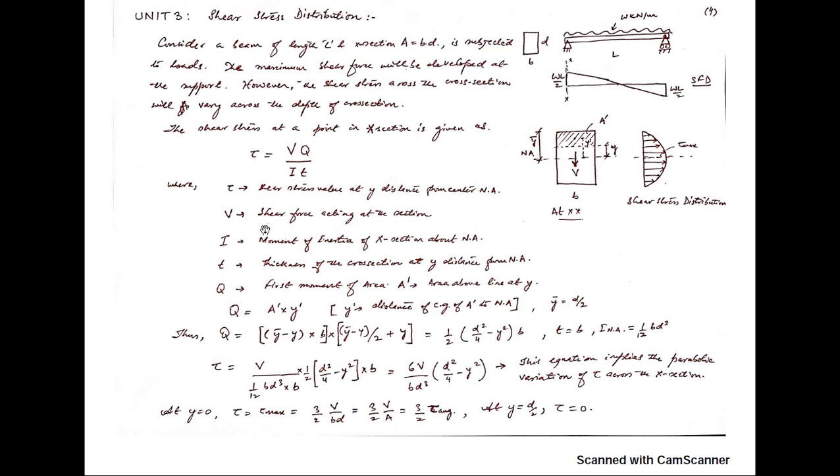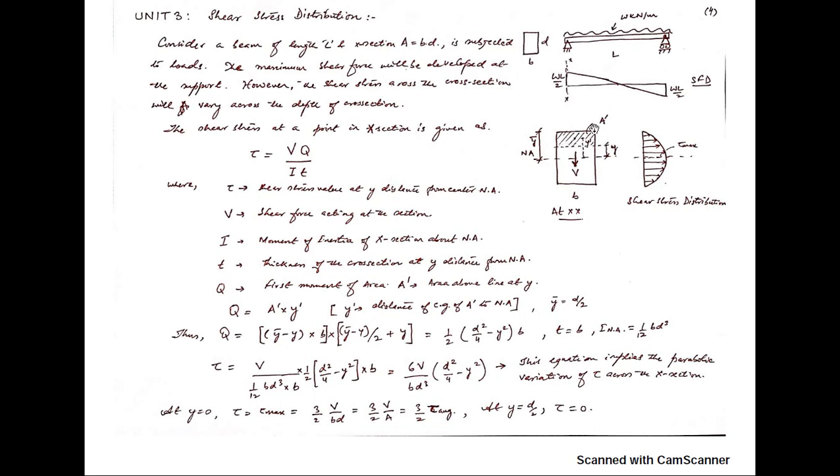And what is t? t is the thickness of the cross section where you are calculating the shear stress. And Q is the first moment of area. Which area? The area above this line, above where you are calculating.